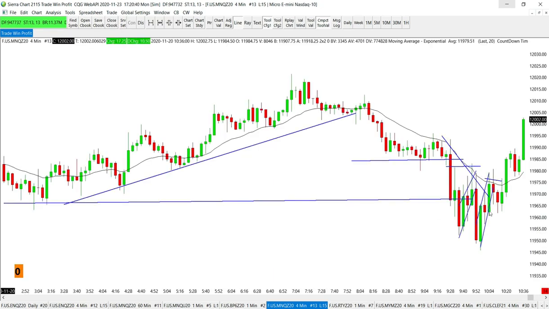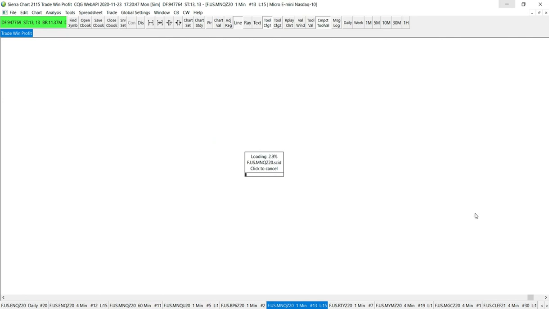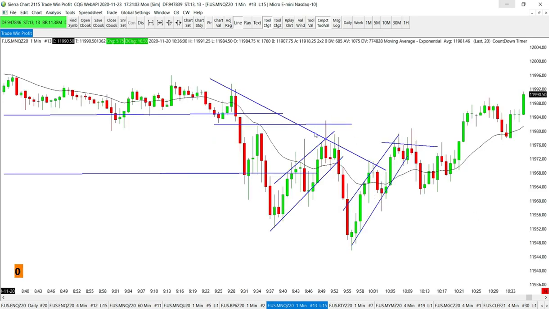Okay, so we came back. Okay, we came back to this area right here. All right, we had a nice little break to the downside. So me personally, I wanted to go short again. I wanted to go short right here. We had a zone right here, a supply zone right here. We came back into it. I wanted to go short, and I did go short.